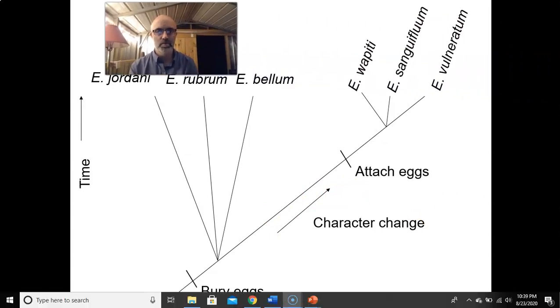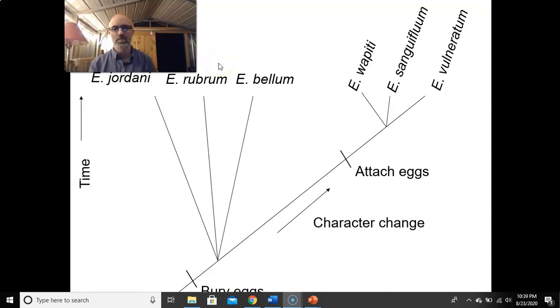Okay, so here's an example. This is a group of darters, Etheostoma: Etheostoma jordani, rubrum, bellum, wapiti, sanguifluum, and vulneratum. Okay, so we see there is a time aspect to these phylogenies. The further down this way we go, the older the group. Really we have two groups. One includes jordani, rubrum, bellum, and then we have this other group here.